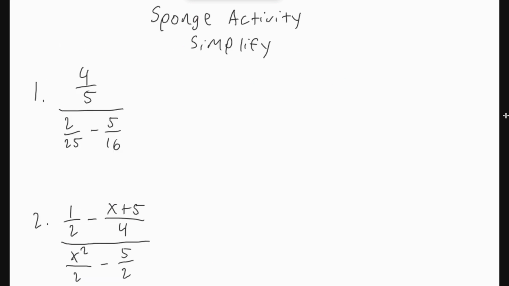All right, now time for the sponge. On number 1, we have 4/5 divided by 2/25 minus 5/16. And on number 2, we have 1/2 minus x plus 5 over 4, over x squared over 2 minus 5 over 2.